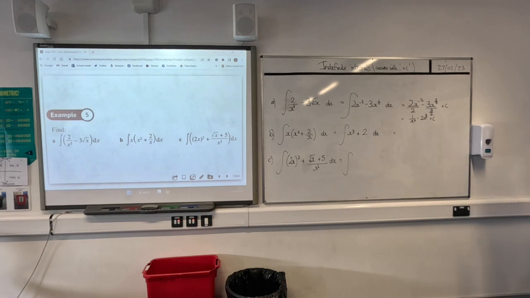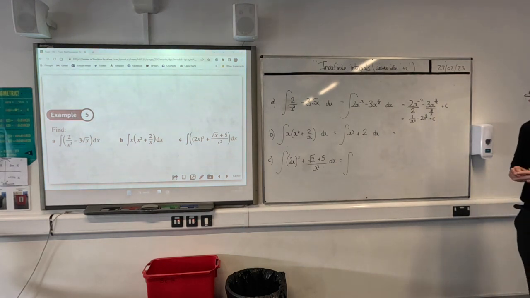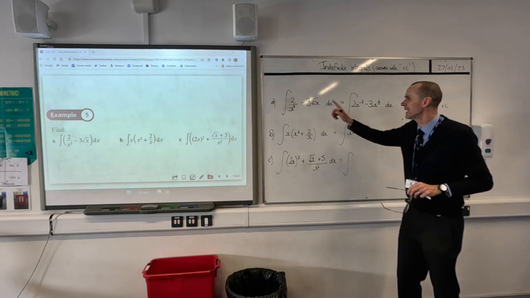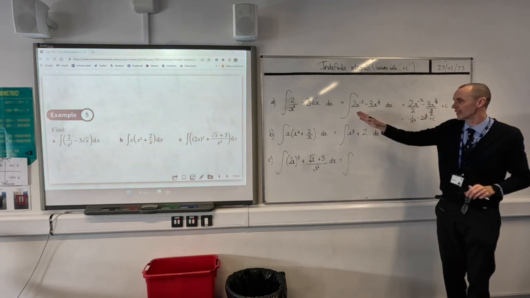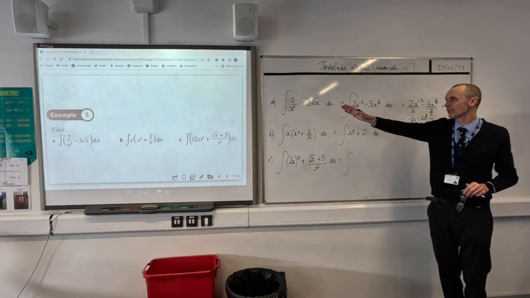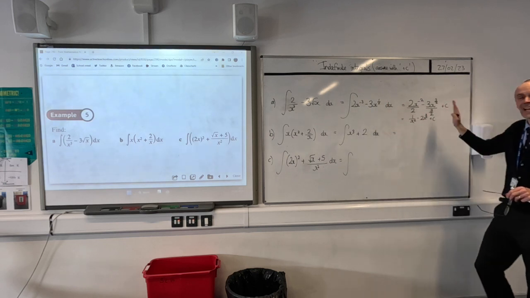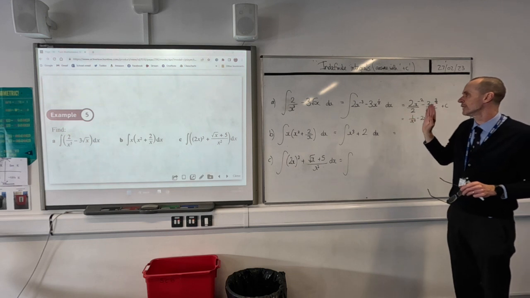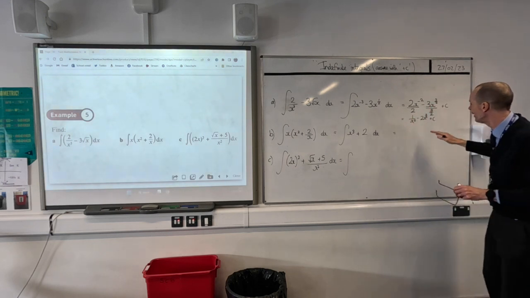Right, so for the first one, the integral sign gives us a good way of showing when we are just rearranging and when we've actually integrated. So going from here to here, I haven't integrated. The sign is still there. So I haven't integrated, I haven't integrated, I have integrated. The sign has disappeared. So I rewrote it as x to the minus 3 and minus 3x to the half.